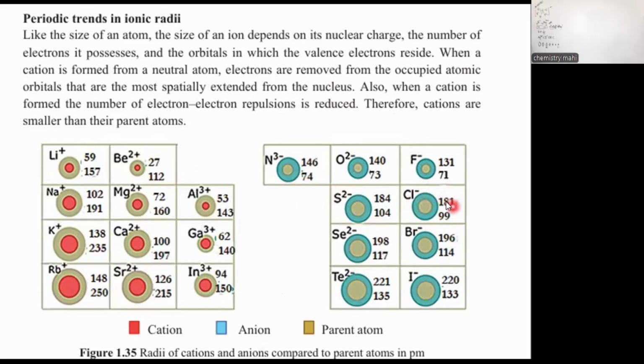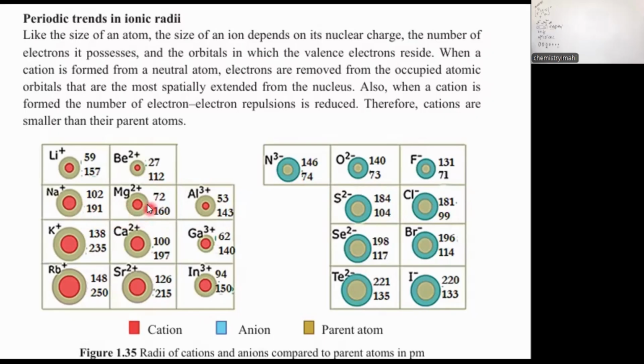So what do we have here? Cl 99, Cl minus 181, aluminium 143, aluminium 3 plus 53. Aluminium 143, Cl minus 181. Definitely 181 is greater than 141. You see, Cl minus is even greater than magnesium, but Cl minus is smaller than sodium. These are the points you need to memorize. Sulfide is 184, greater than aluminium and magnesium, but smaller than sodium. I think both sulfide and chloride are placed between sodium and magnesium.